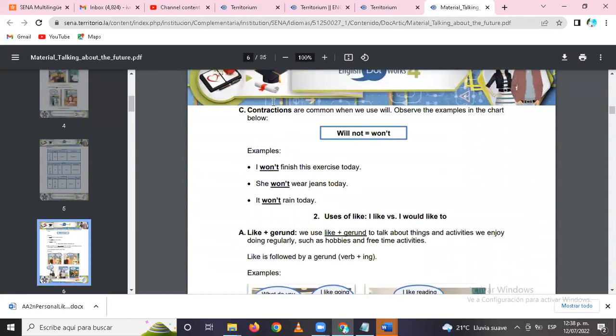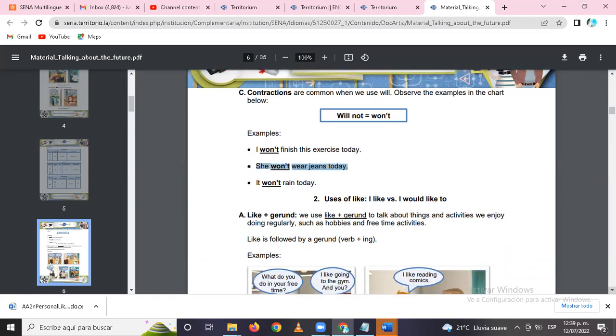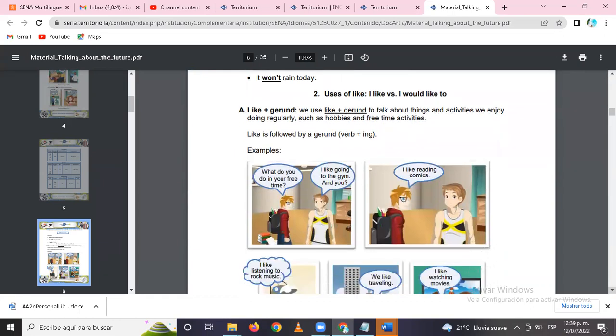Okay, don't forget that we also have contractions, and we'll notice won't. I won't finish this exercise today. She won't wear jeans today. It won't rain today. So this is prediction. I won't finish this exercise today. This is, you know, a spontaneous decision. She won't wear jeans today. It can also be a prediction, right? Yes. Okay.